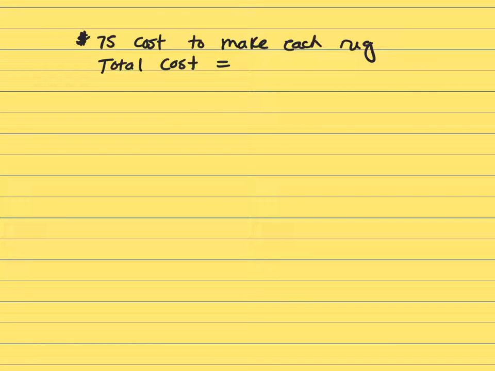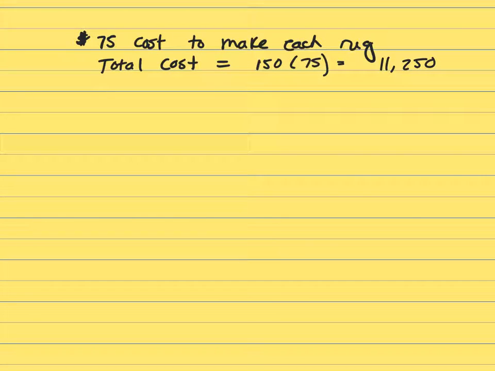All right, we are trying to figure out the gross profit, and there's $75 of cost involved to make each rug. So we know that's 150 rugs. So 150 times 75 will be our total cost. And I went on the side of my paper and I just did the multiplication. So total cost $11,250.